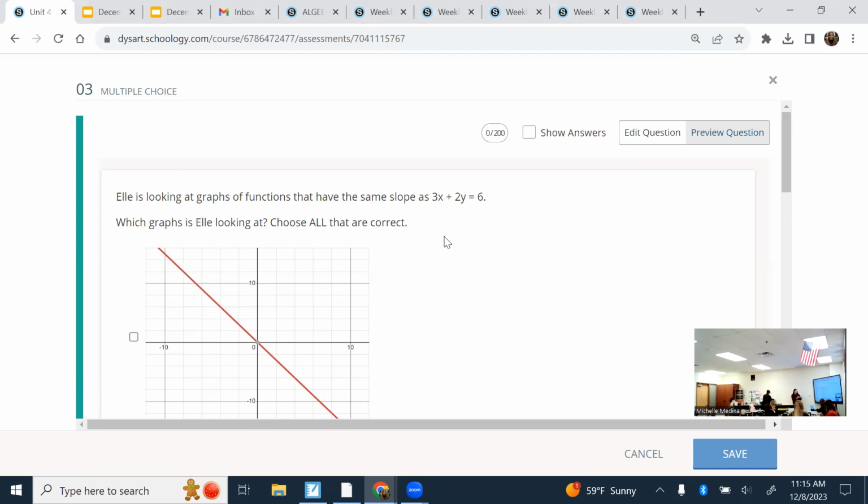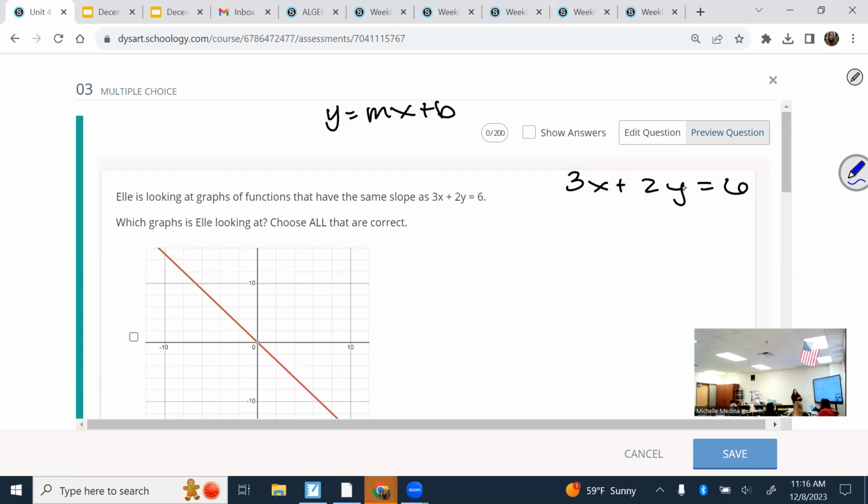So first you need to figure out what the slope is for 3x plus 2y equals 6. In what format can you most easily see the slope? In y equals mx plus b. So if I convert it to this format, I would just have to get the y by itself. Then I can easily see my slope and then see which graph has the same one.